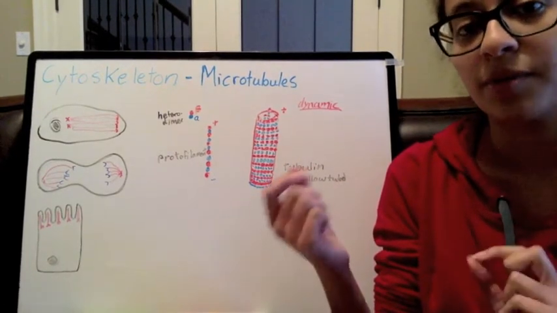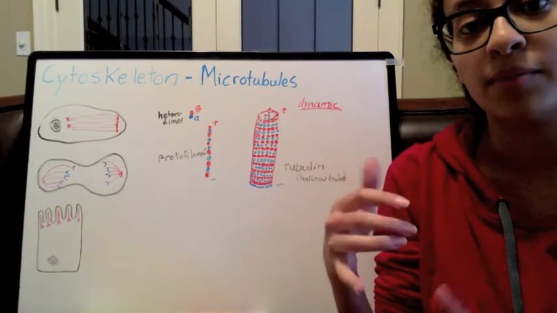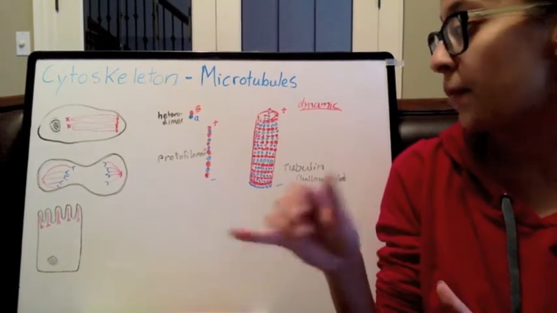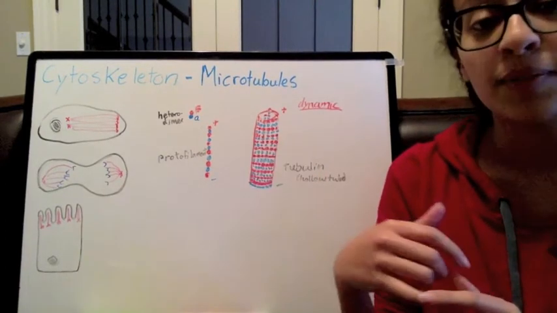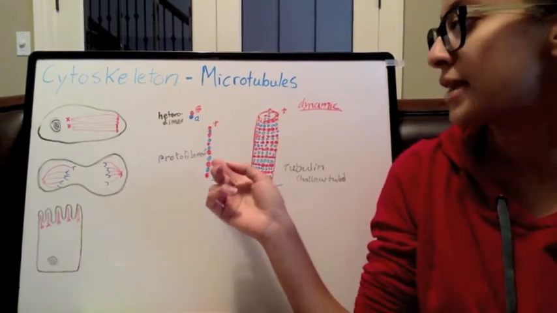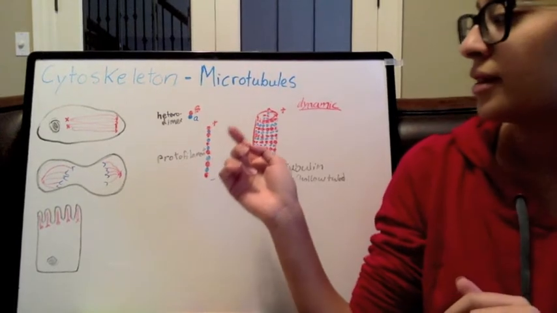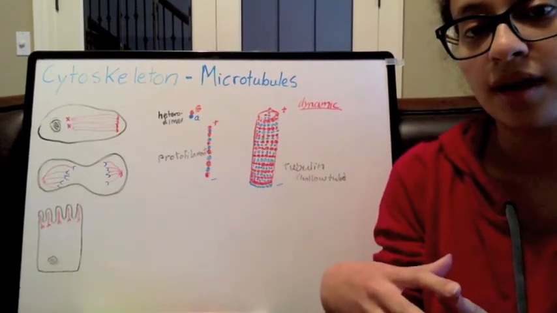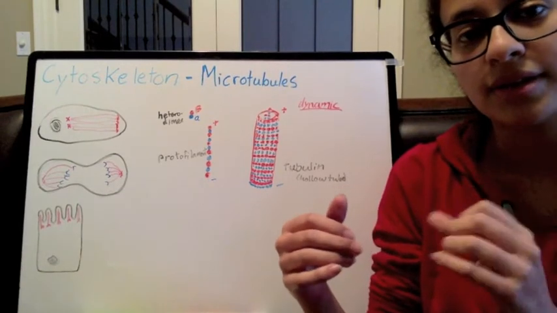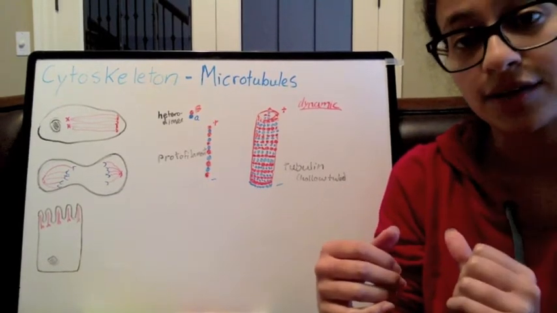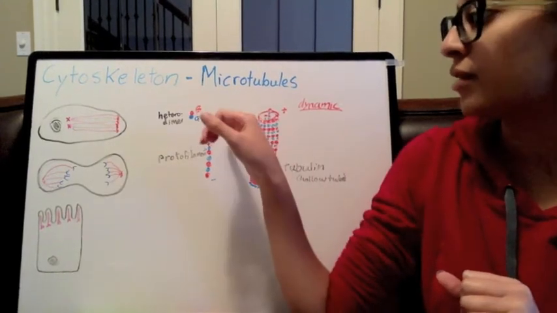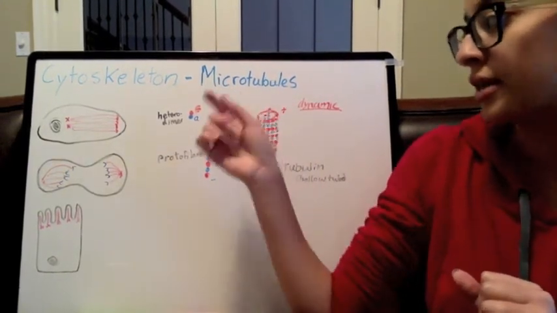Now, an important thing about microtubules is that they have a polarity, which means they have one side that is the minus end and one side that is the plus end. So the minus end would be the alpha, and then the plus end is the beta. The minus end is going to be stable. It's anchored in the organizing center, which we'll talk about in a second. And then the plus end in red is where we're going to be adding on these heterodimers.